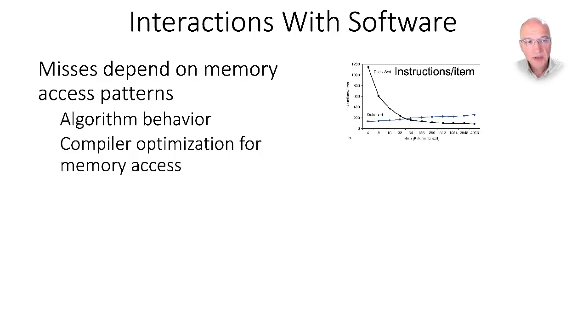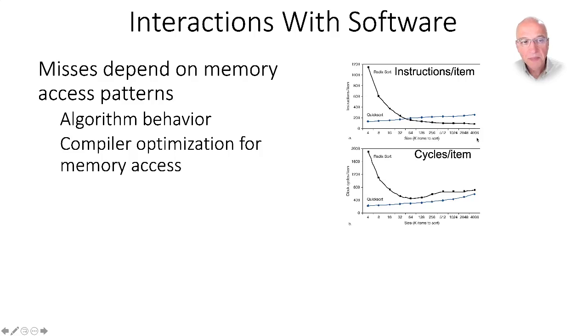Here is a graph showing two sorting programs, radix sort and quicksort. It shows the number of instructions per item. The horizontal axis is the number of items that I'm sorting, and the vertical axis is the number of instructions per item. You can see that the number of instructions per item is reducing as the number of items increases. The number of cycles per item reduces for a while for radix sort, but then increases slightly. And the number of cycles per item for quicksort keeps increasing as I increase the size.